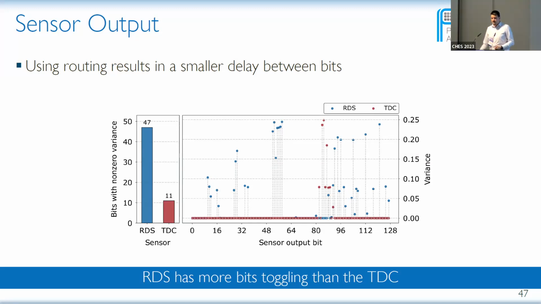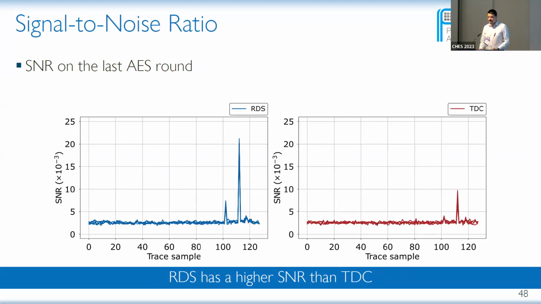More toggling bits means more bits carrying information. So potentially RDS picks up more signal than the TDC sensor. To evaluate this, we calculate the signal-to-noise ratio on the last AES round, again using 100,000 traces in 5 different configurations. And we can see that even with the signal-to-noise ratio, RDS has around 2x higher signal-to-noise ratio.